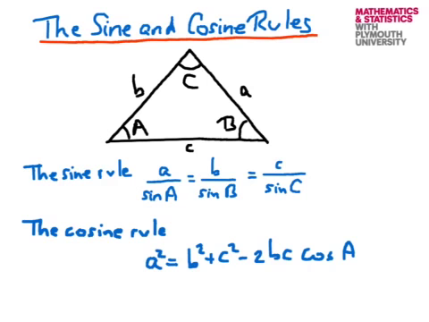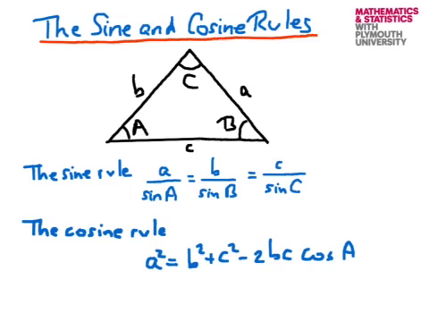The cosine rule you can think of as a sort of generalization of Pythagoras' theorem. What we have here is we say that this length a squared is equal to b squared plus c squared, the other two sides of the triangle separately squared, but then minus 2 times these two sides, b and c, multiplied by each other, and then in turn multiplied by the cosine of the angle facing a, so capital A here, so the cosine of A, and that's the cosine rule.